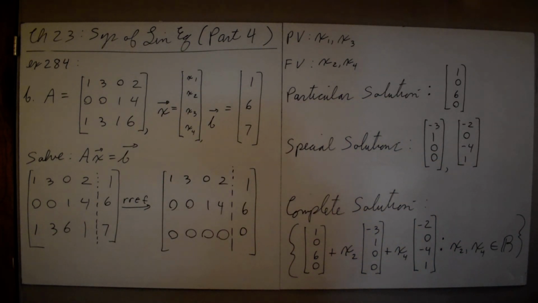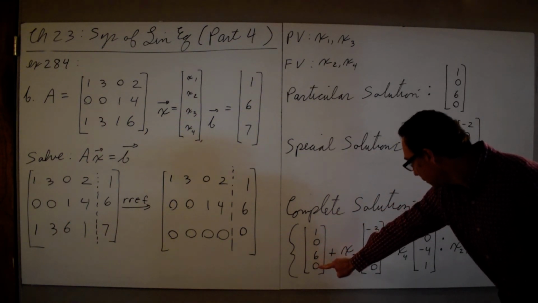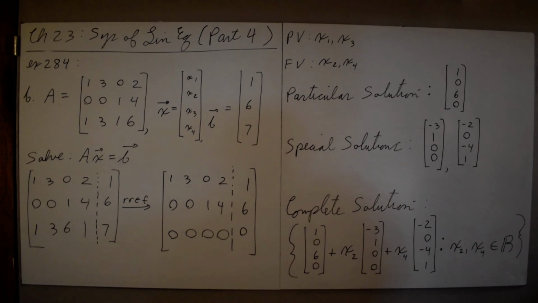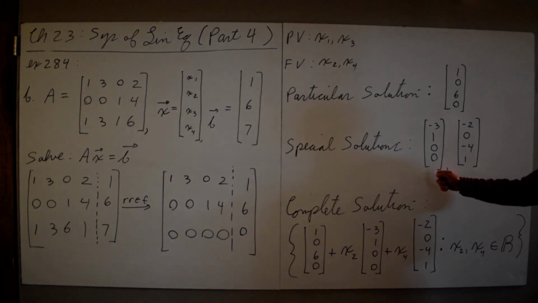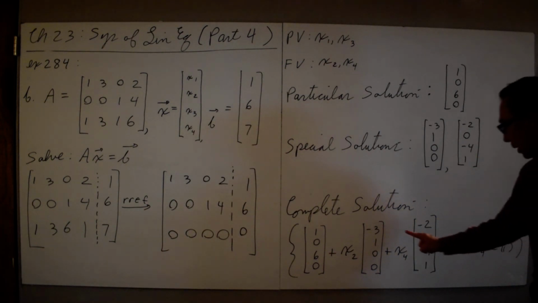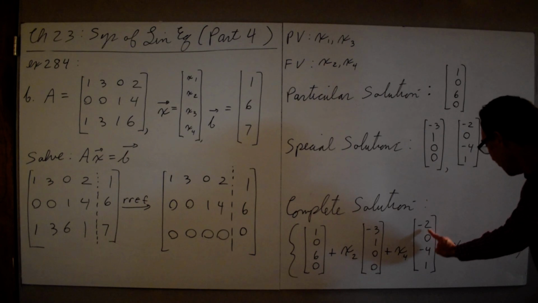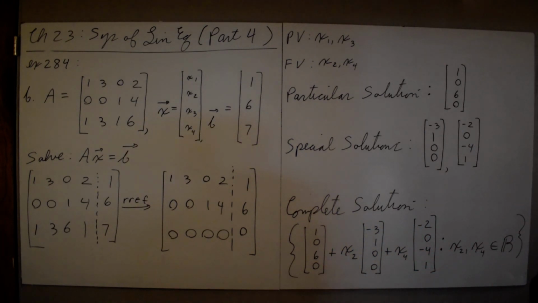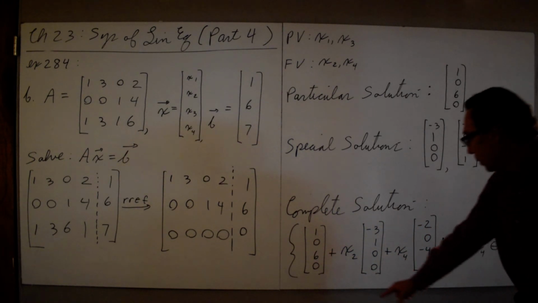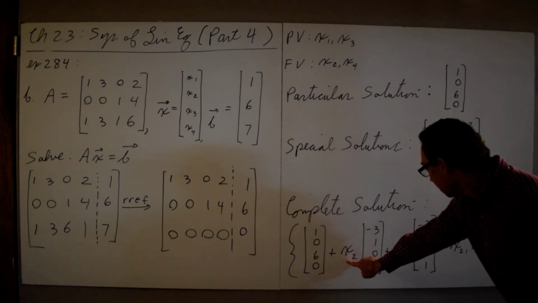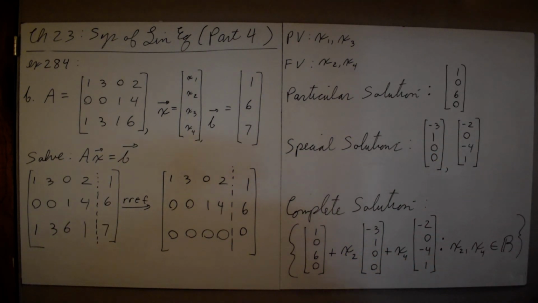So now, what is the complete solution? We start with the particular solution, and then we can add multiples of elements from the null space of our matrix. In other words, the special solutions. So we have this special solution here and this special solution. So we can take any combination of this vector plus scalar multiples of these two vectors. This will be a solution to our system.